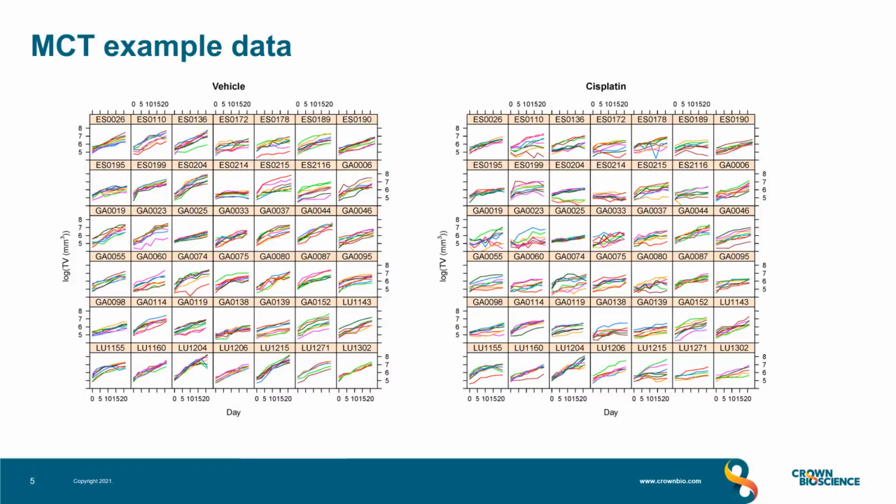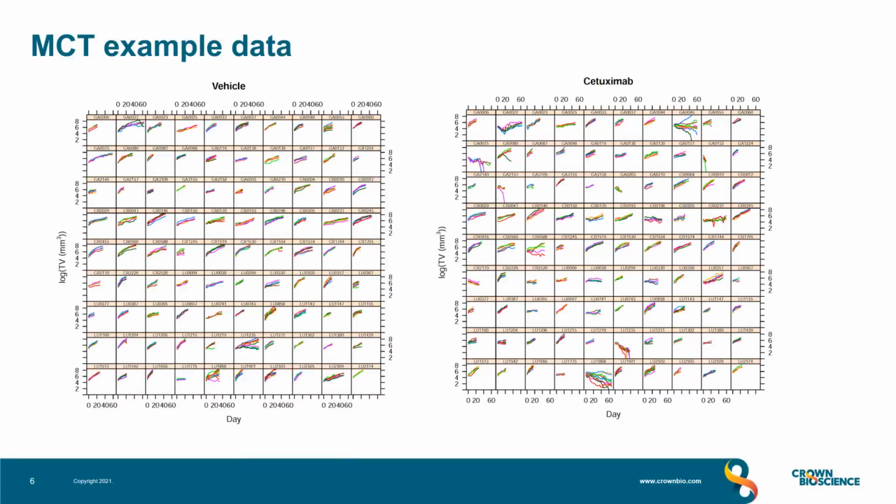This is a 42 PDX mouse clinical trial. Left shows tumor growth curves in the vehicle or control group, and right is in the cisplatin treatment group. Horizontal axis shows days after inoculation, and the vertical axis is a log-transformed tumor volume. Each curve is a mouse, and we do observe variations within and between PDX in both groups. This is a larger 90 PDX mouse clinical trial, again with variations in growth curves, especially in the drug treatment cetuximab group.